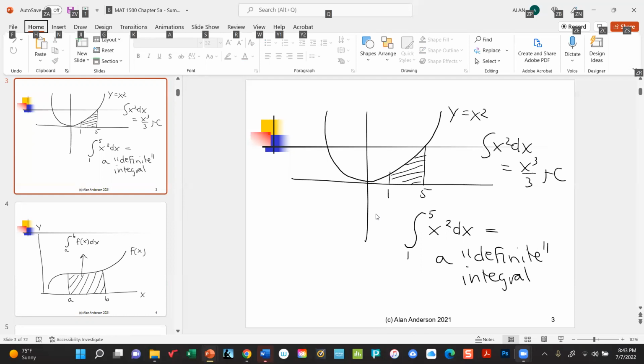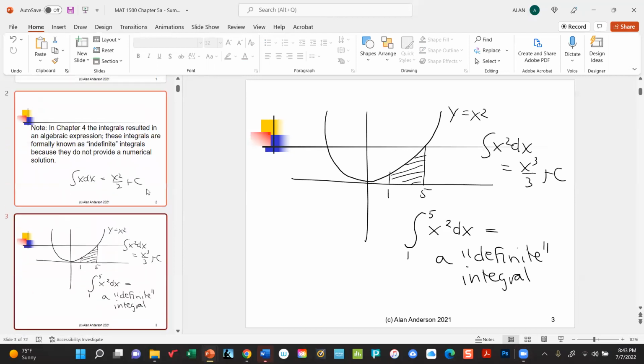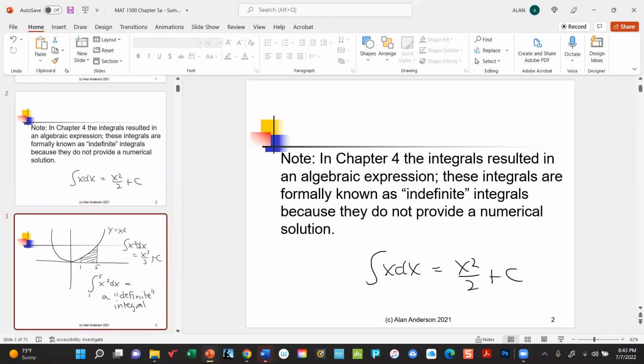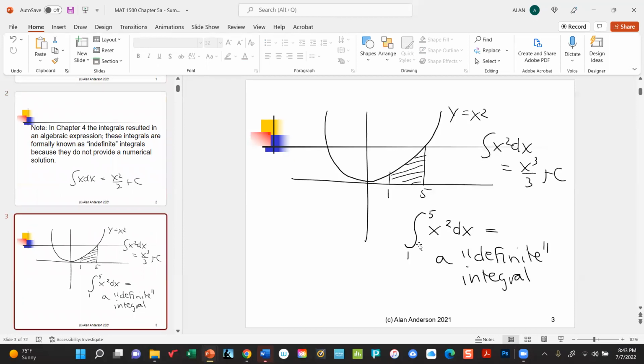But you're basically doing the same approach, but you're now applying the endpoints to your final result to come up with a numerical value that represents the area under this curve. Okay, so that's where we're going. Sometimes you only need the indefinite integral, and sometimes you need the results from a definite integral. It depends on what you're trying to accomplish.